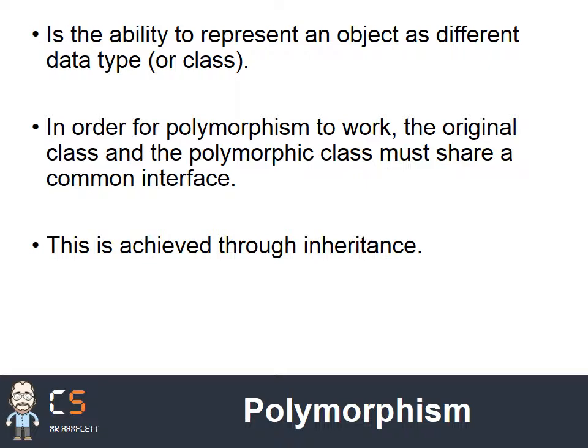Polymorphism is the ability to represent an object as a different data type, or what we really mean in this case is as a different class. So in order for polymorphism to work, the original class and the polymorphic class must share a common interface, and we achieve this through inheritance. So you won't necessarily be able to understand polymorphism if you don't understand inheritance. So if you at this point don't understand inheritance, please stop. Go back to inheritance, get your head around that, then come back to polymorphism.